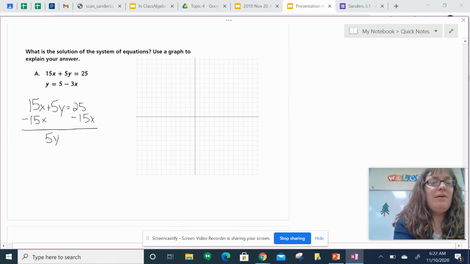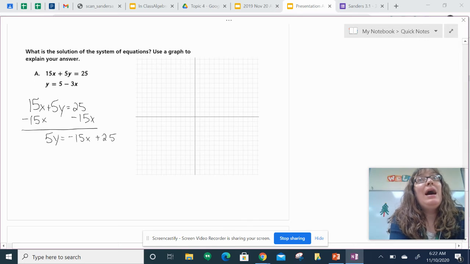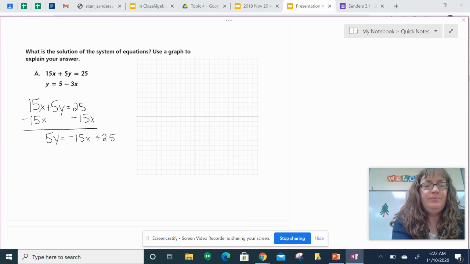So I end up with now 5y is equal to, and I can either write this as 25 minus 15x or negative 15x plus 25. It doesn't really matter. I'm just choosing to put the x first so that it's in slope-intercept form.